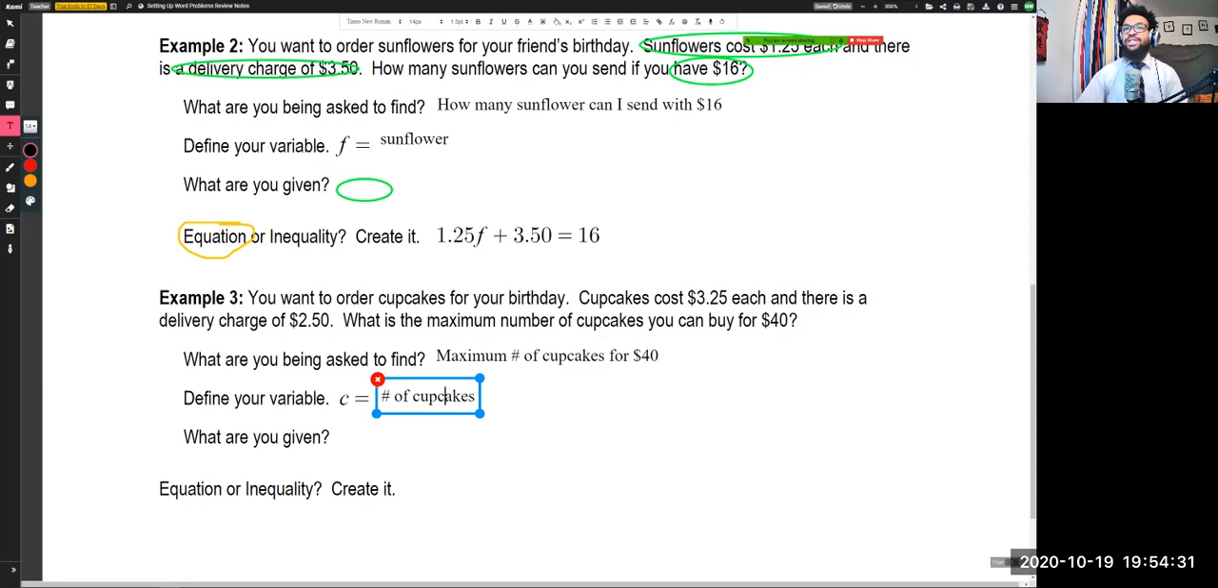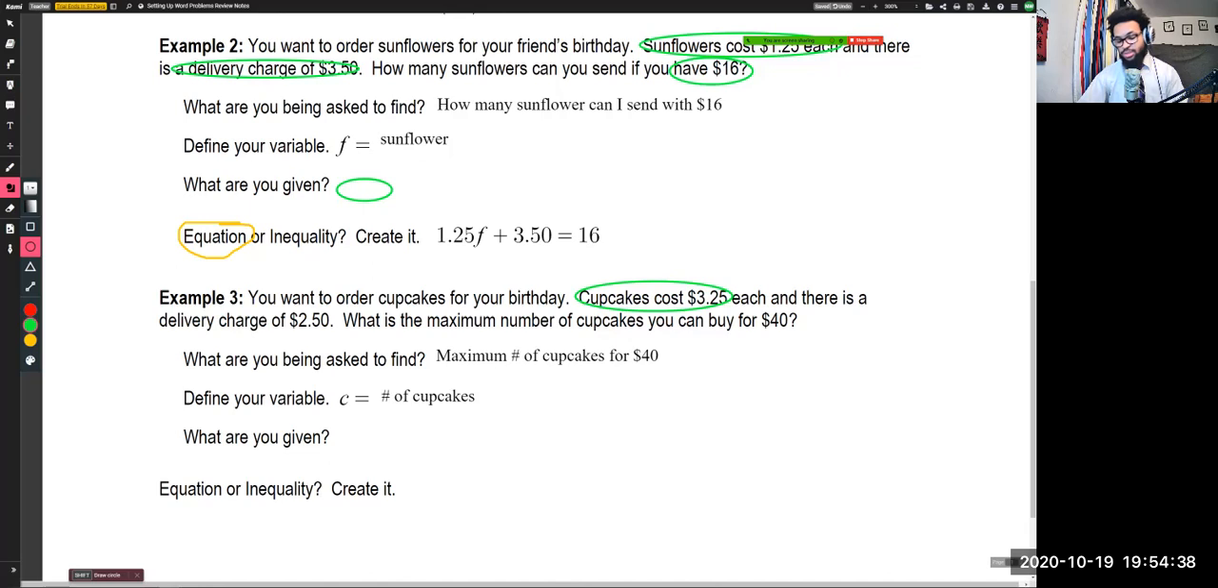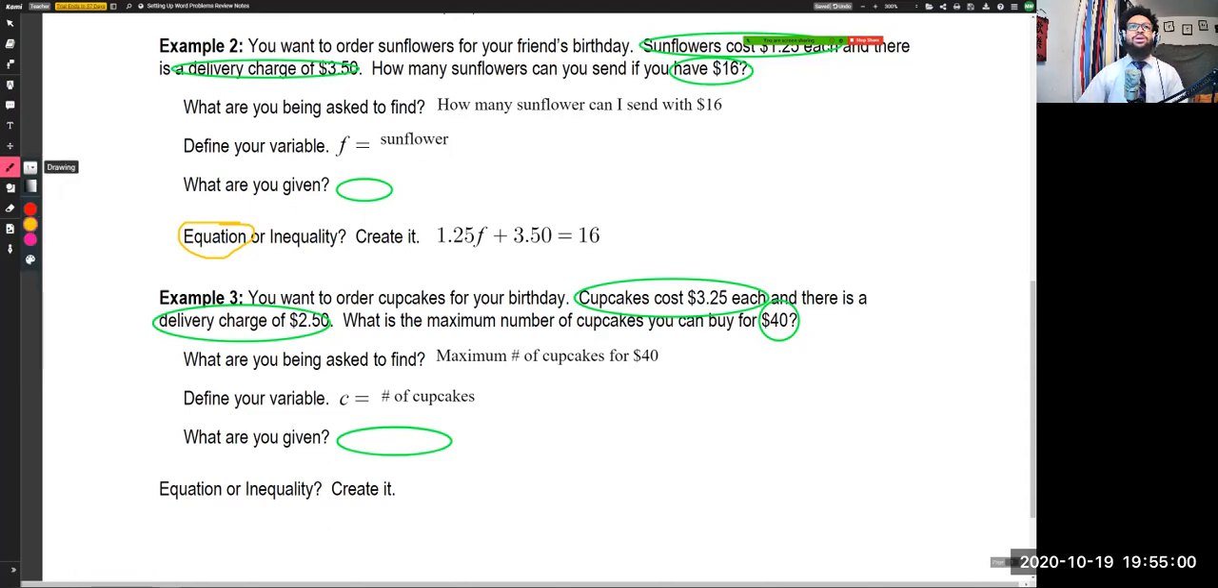What are we given in this problem? We are given that cupcakes cost $3.25 each. That's an important part. There's a delivery charge of $2.50. And that we have $40. All right. So once again, I'm going to put that green circle there to let you all know what I'm given. And now we're going to create it after we determine whether it's an inequality or an equation.